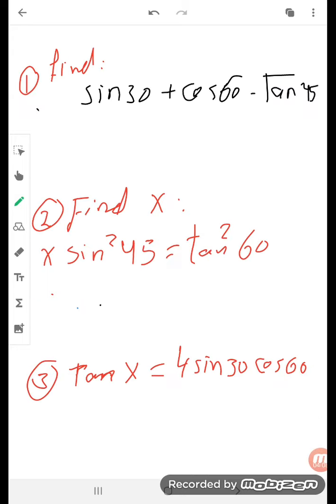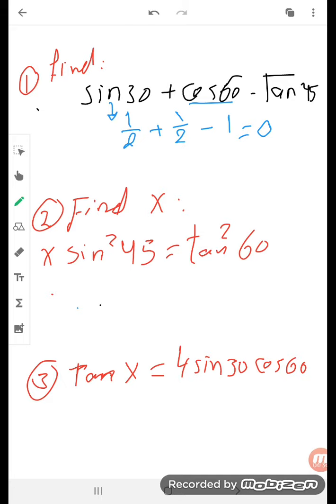First exercise, find sine 30 plus cosine 60 minus tan 45. Put the value of each one. Sine 30 equals 1 over 2 plus cosine 60 equals 1 over 2 minus tan 45 equals 1, so the answer is 0.